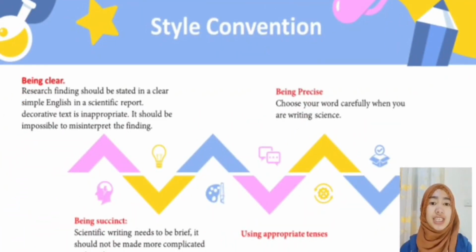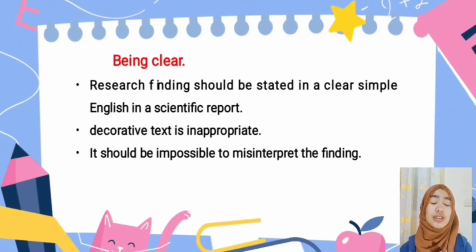So scientific writing has a distinctive style as well. They are being clear, being succinct, and being precise. So first, let's begin with being clear. Firstly, research findings should be stated in formal or simple English sentences.